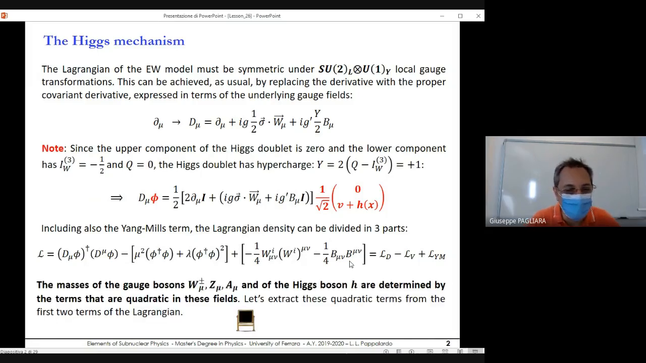Now, as we will see today, the masses of the gauge bosons, so the W, Z, and the photon, and also the Higgs boson itself, because it is a massive scalar particle, will be determined by picking up the quadratic terms in the fields that appear in our Lagrangian. So this is now our job.